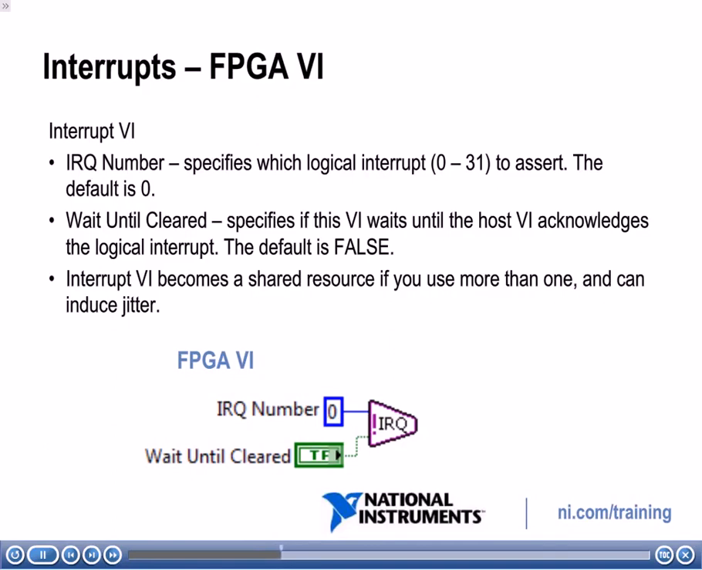We also see that there is an input called wait until cleared. If wait until cleared is set to true, first it would generate an IRQ on 0. Then it would have to wait until the host has acknowledged it, and only after the host has acknowledged it would the interrupt VI go ahead and continue. That is what would happen if wait until cleared equals true. One other thing to keep in mind is that the interrupt VI becomes a shared resource if you use more than one, and therefore it'll induce some jitter if you're calling it in two places at the same time.